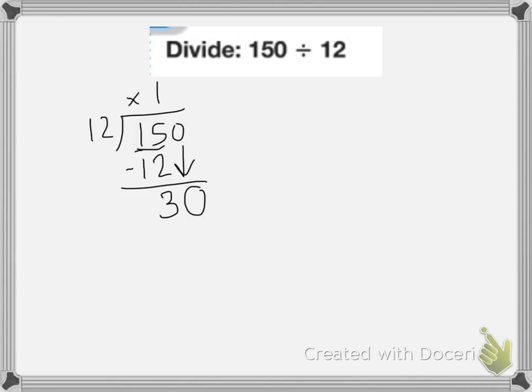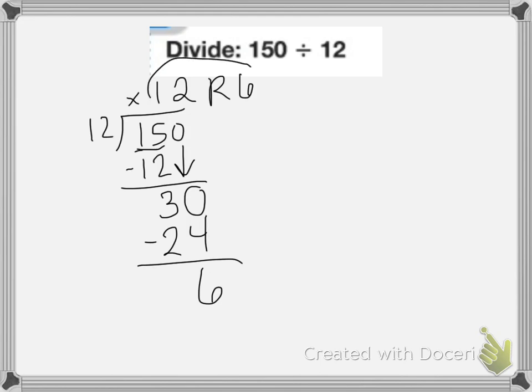Then I have to think, okay, how many times can 12 go into 30? And I know that it can go into it 2 times. 12 times 2 is 24. Subtract it. And I have 6 left over. So this is going to be my remainder. Remainder 6. So my answer is 12, remainder 6.